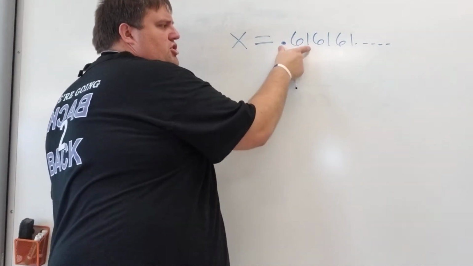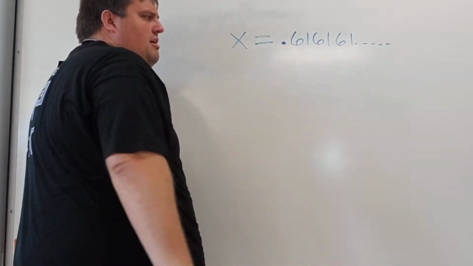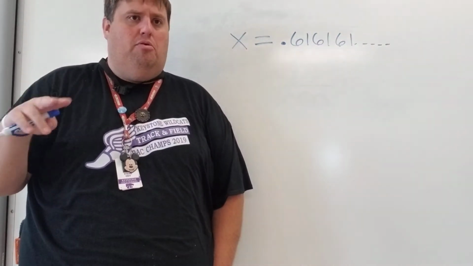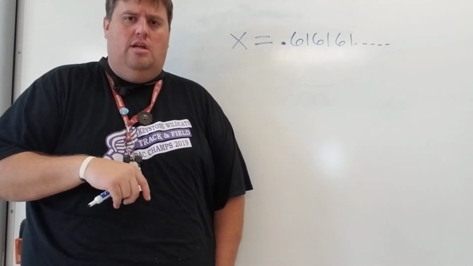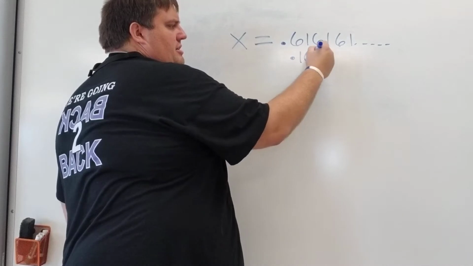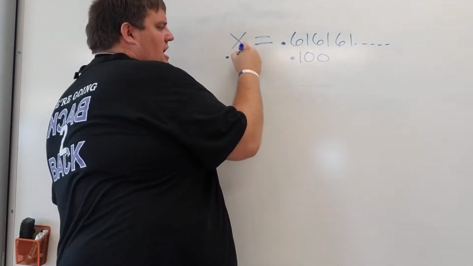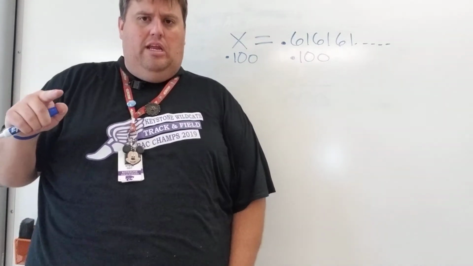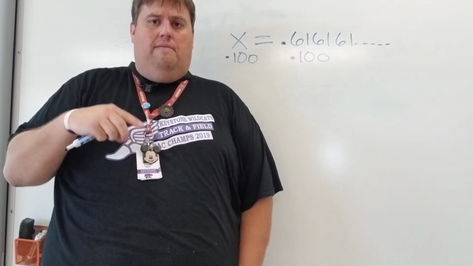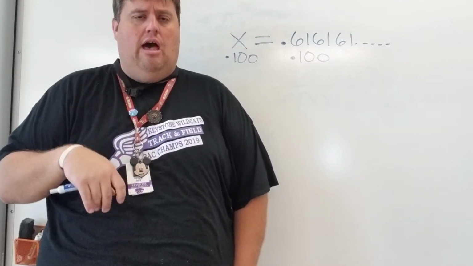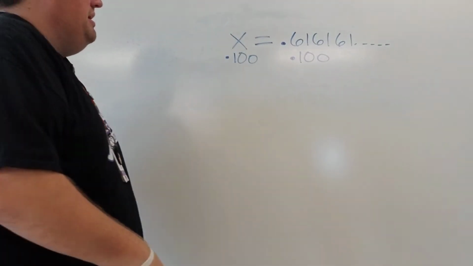Since there's 2 digits that repeat, we need to multiply by a number with 2 zeros. So we're going to multiply both sides of this by 100. And the reason why it's 100 is because 2 digits repeat. If only 1 digit repeated, I'd multiply by 10. If 3 digits repeated, I'd multiply by 1,000. However many zeros is how many digits repeat.